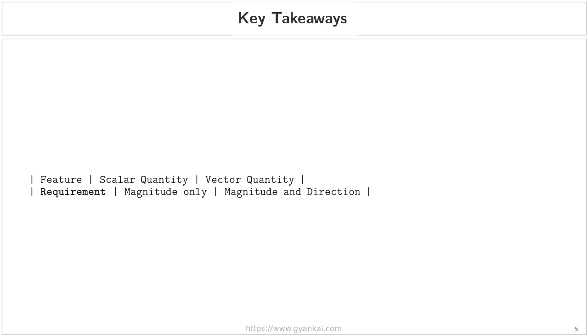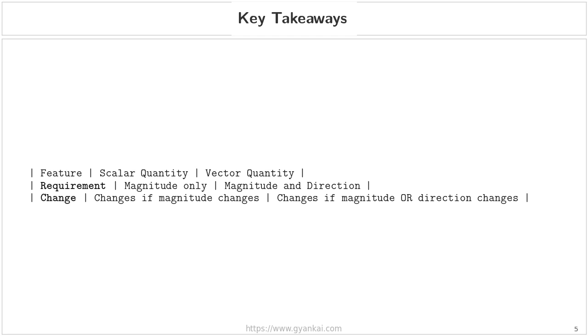As we discussed in the previous slides, the fundamental difference lies in what information is needed. For a scalar quantity, you only need the magnitude, that is, the numerical value and the unit. However, for a vector quantity, the magnitude alone isn't enough. You must also specify a direction to have a complete description.